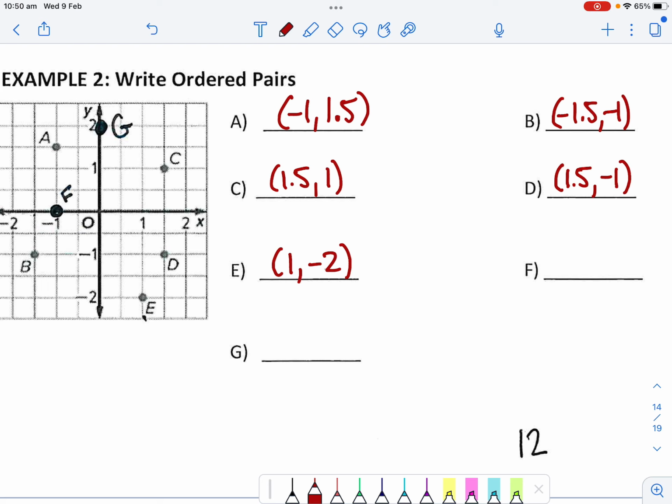And then F and G are the ones on the x and y axis. So for F, I went to the left -1 first and then stayed on the x-axis. So -1, 0. And then for G, I stayed at 0 first and then went up to +2. So it's going to be 0, 2.